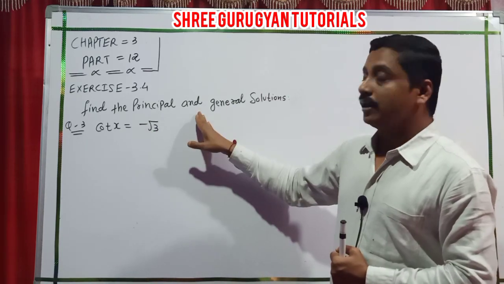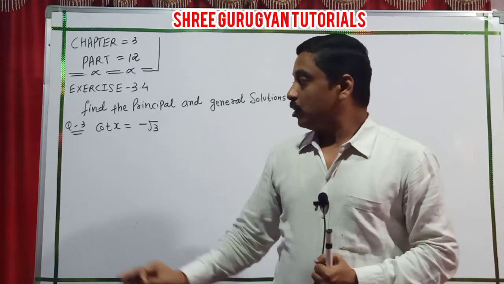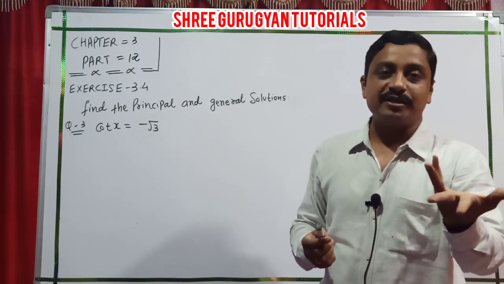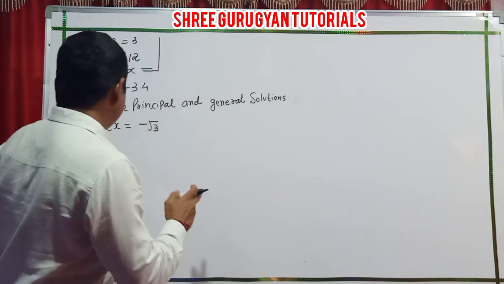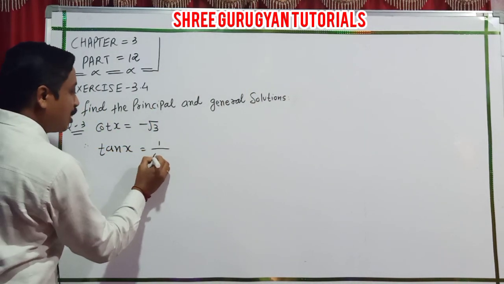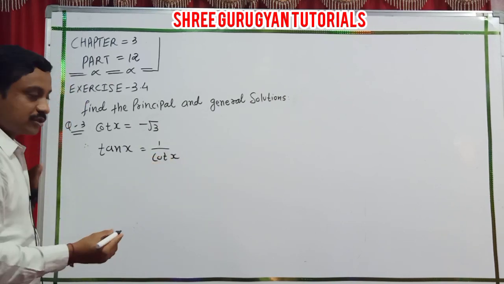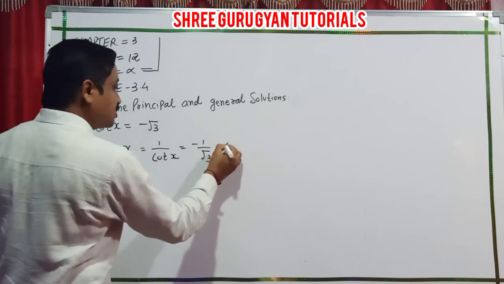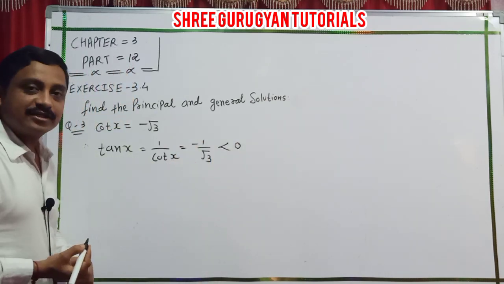Find the principal and general solutions of cot x is equal to -√3. Yes students, first of all I convert cot x into tan x. So what is tan x? It's the reciprocal of cot, so the reciprocal of -√3 is -1/√3. Now students, cot and tan are negative.